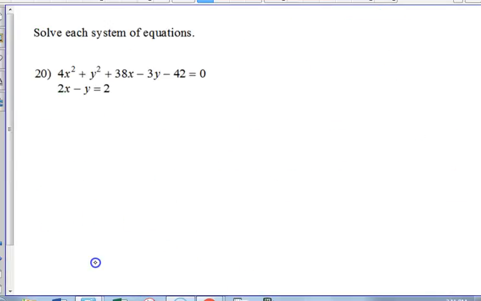All right, number 20, what are we going to do here? This one, I think, has more than one solution. I want to talk about that. Can I just switch these around so it ends up with 2x minus 2 equals y? Plug all that in here and here. I'm going to go kind of quickly.